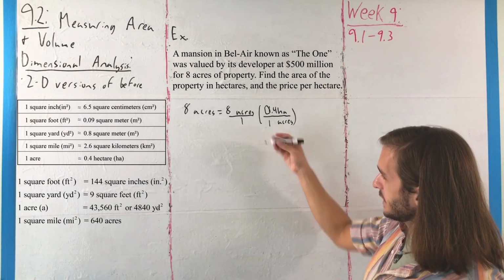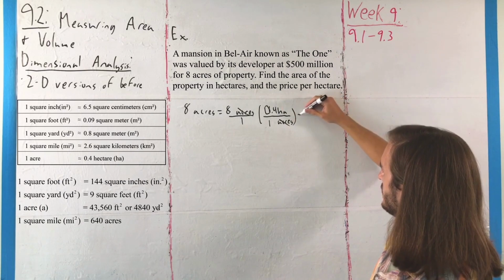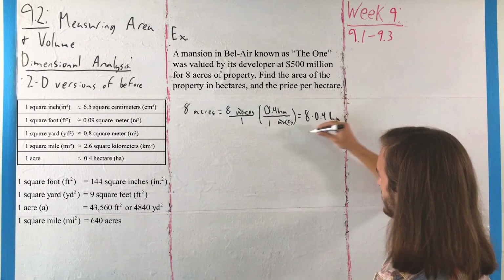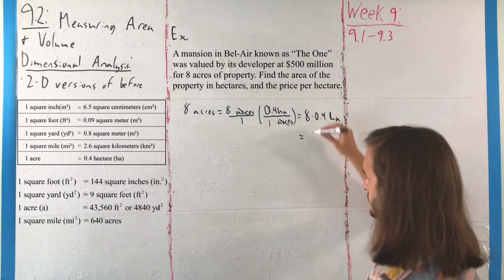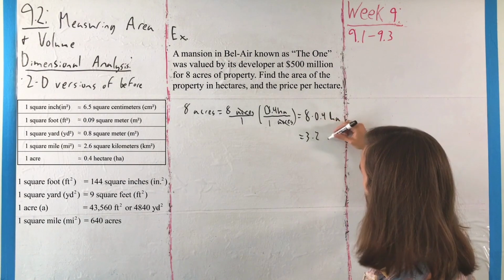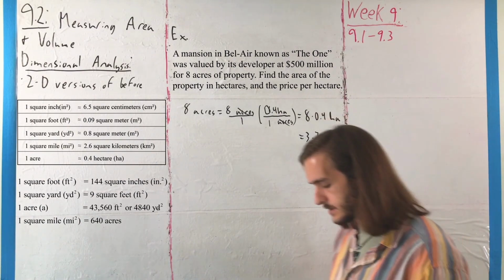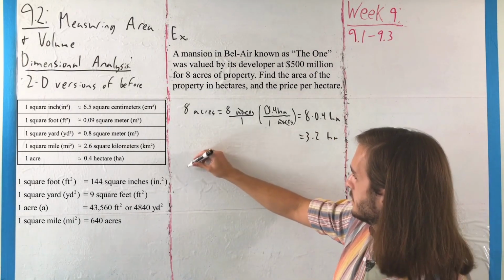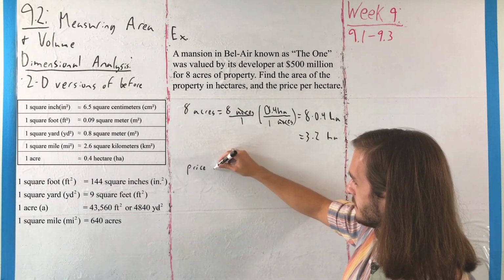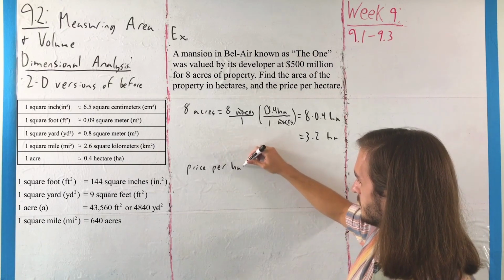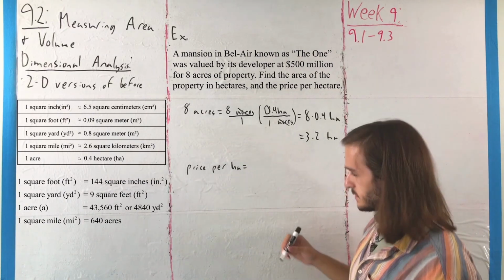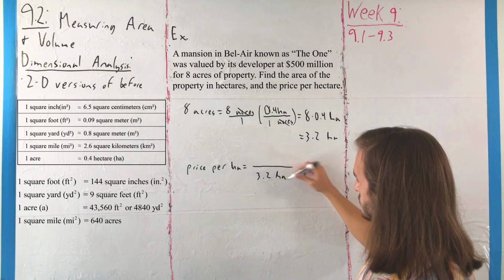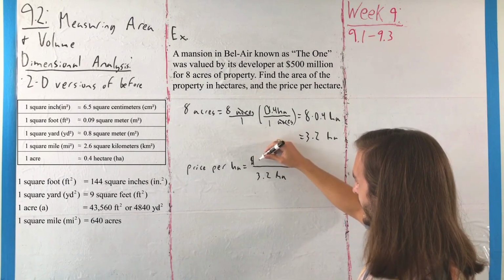So when we multiply this out, the acres are going to cancel, and we will have 8 times 0.4 hectares of land, or 3.2 hectares of land. And if you want to find the price per hectare there, that's just a matter of taking our size, in this case 3.2 hectares, and dividing the cost by it.